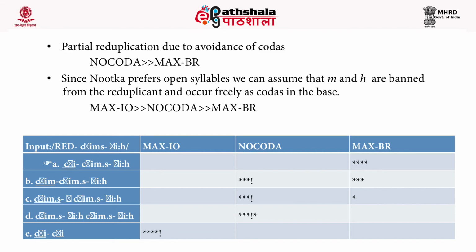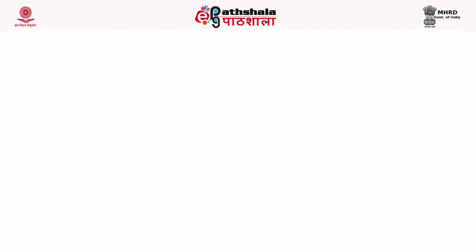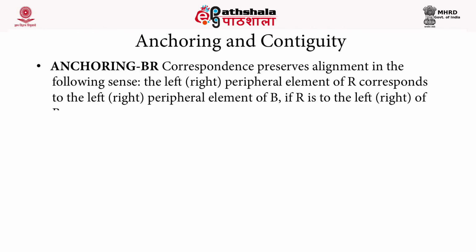And in the second example, you can see that NOCODA is violated as the reduplicant already has a coda there. There are so many codas, so NOCODA is violated, and MAX-BR is also violated. Depending on the violations there, all of B, C, D, E have fatal violations of MAX-IO and NOCODA. So the optimal candidate is A, which incurs only less serious violations of MAX-BR, as it is the lowest ranked constraint. Now we are going to talk about two more constraints, which are anchoring and contiguity.